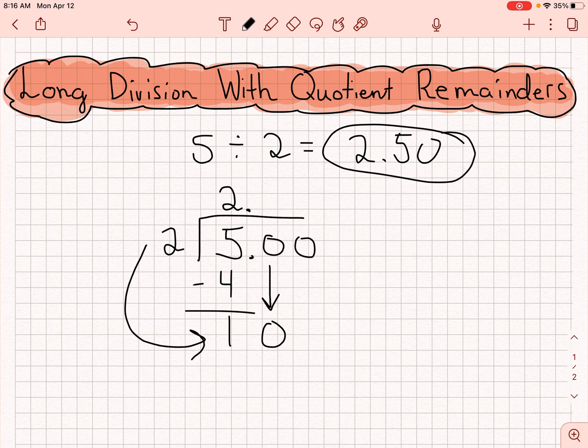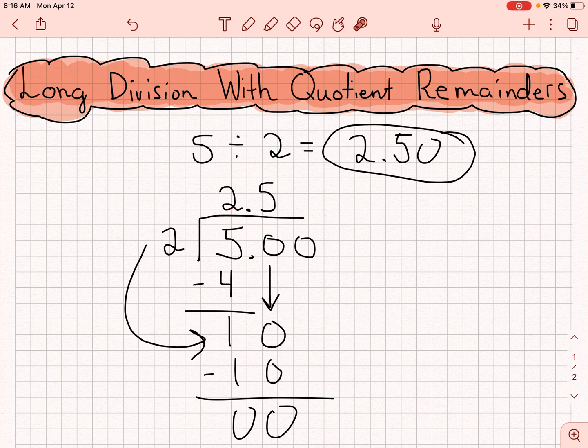How many groups of 2 can I make with 10? I can make 5 groups of 2 with 10. Of course, 2 times 5 is 10, and then subtract, and there's nothing left over, which means I'm done dividing. So my answer, you see here, is 2.5, just like I got here, 2.5. Of course, this has a 0 after it. This is really 50 cents if it's money. But in our answer here, these really are the same number.